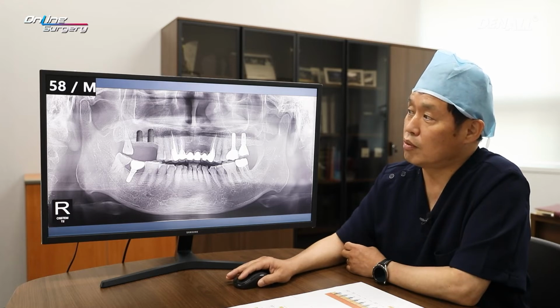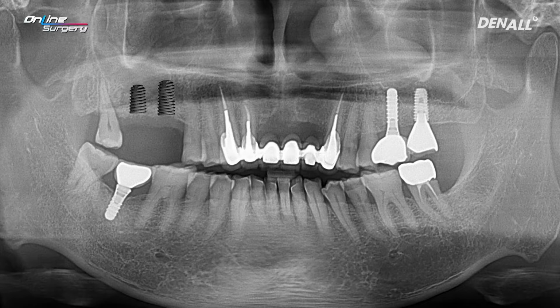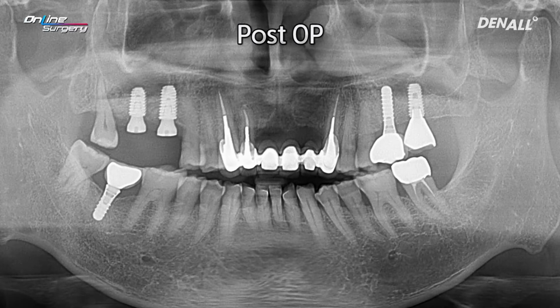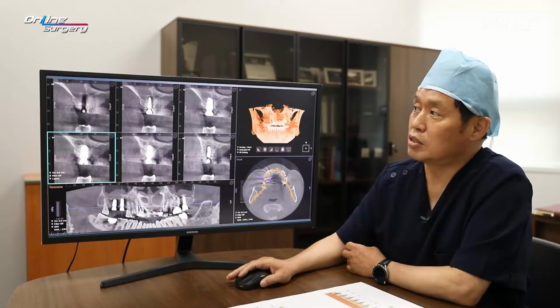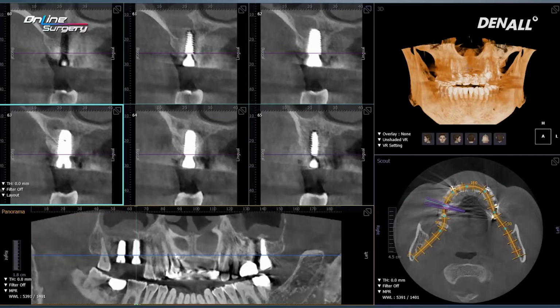As shown here, this is what we planned. 5.0 by 10 millimeter and 8.5 millimeter implants were planned. After surgery, you can see that implants were placed in the planned area. If you look at the CT in number 16, the residual alveolar bone was 10 millimeter, and you can see that implant was placed nicely.